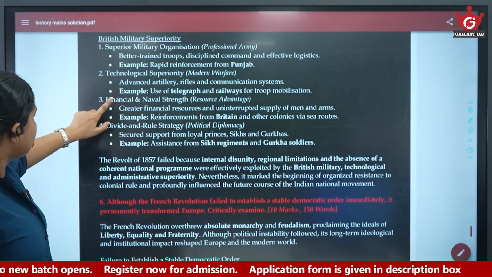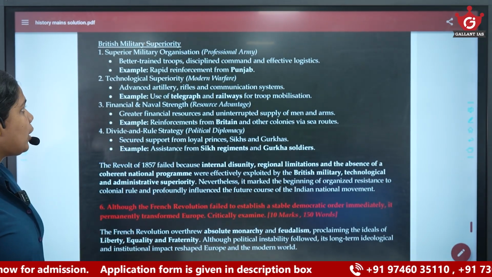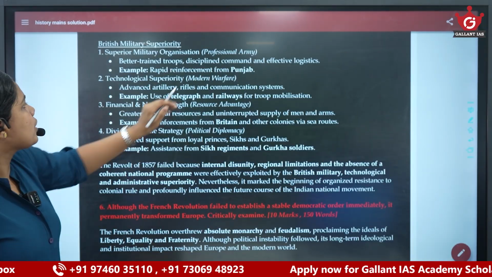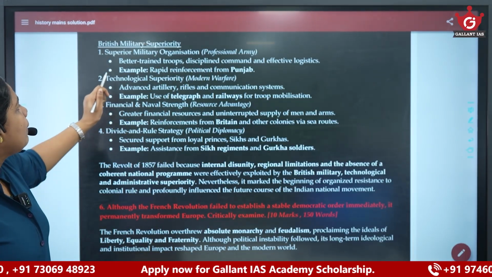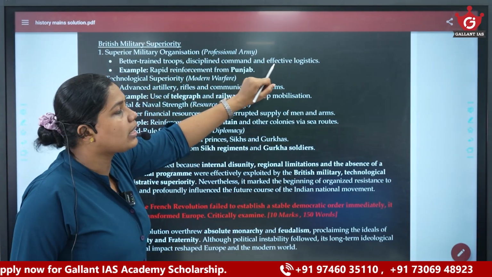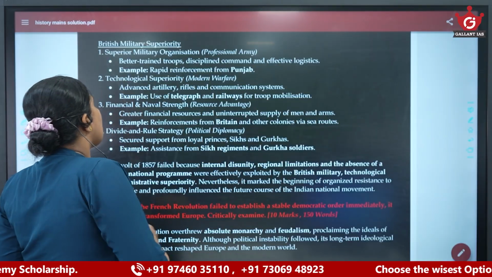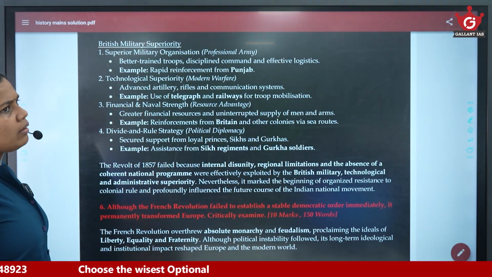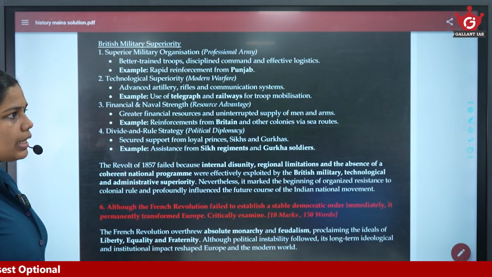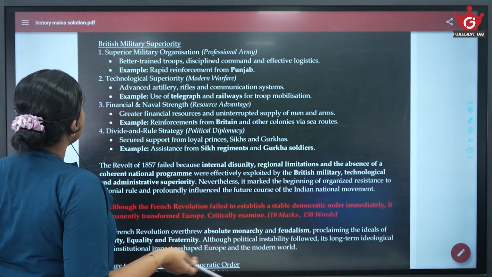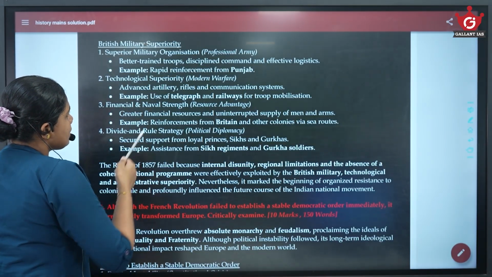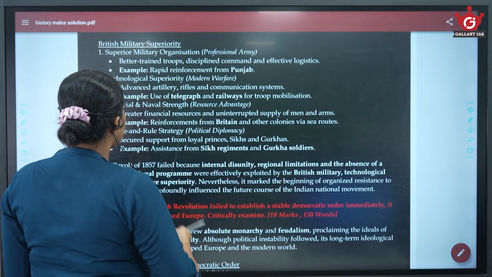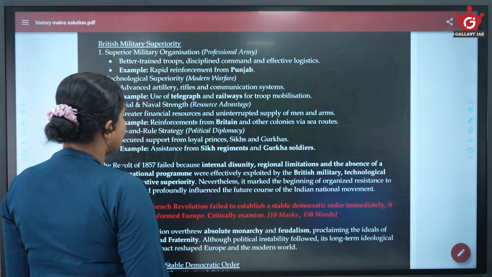Now the next part of the question, the British military superiority. Superior military organization, that is, a professional army. They had a very professional army, better trained troops, disciplined command and effective logistics. These are good keywords. Then rapid reinforcement, where you can give any example of what the British used or won. Next is technological superiority. They had modern warfare, advanced artillery, rifles, communication systems. Example, use of the telegraph, and you can give railways.